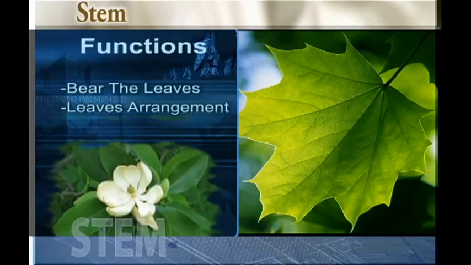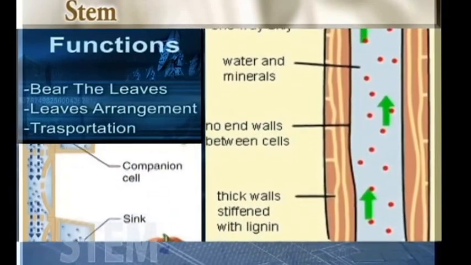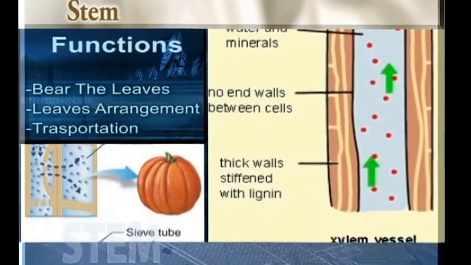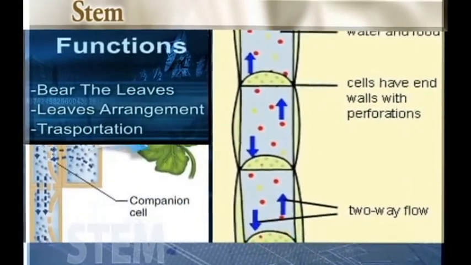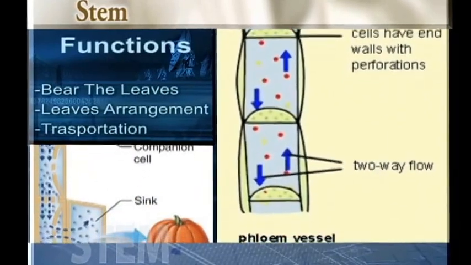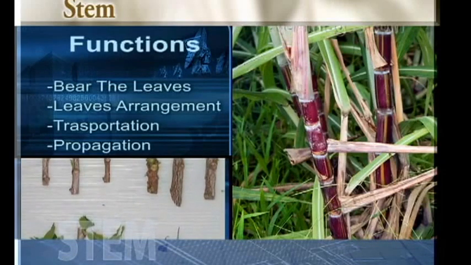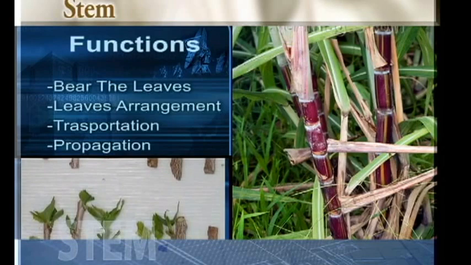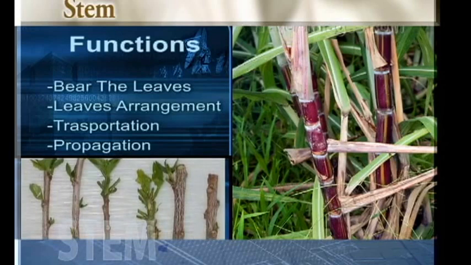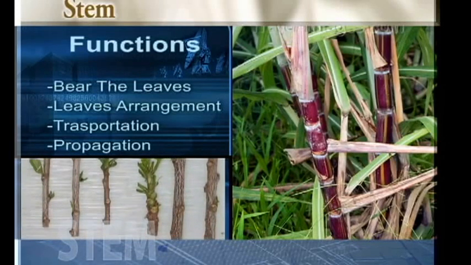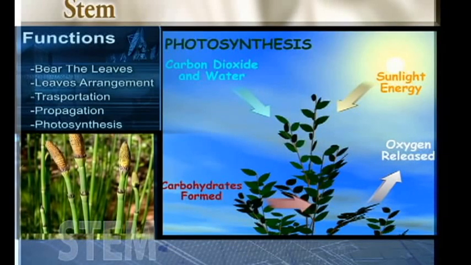And then another one, it is also responsible for the conducting or transporting of water from the ground to the upper part of the stem, and also transporting of manufactured food from the leaves to the stem. It can be used as a propagative structure, especially when we talk about the sugarcane. The stems can be cut and used as propagative materials.